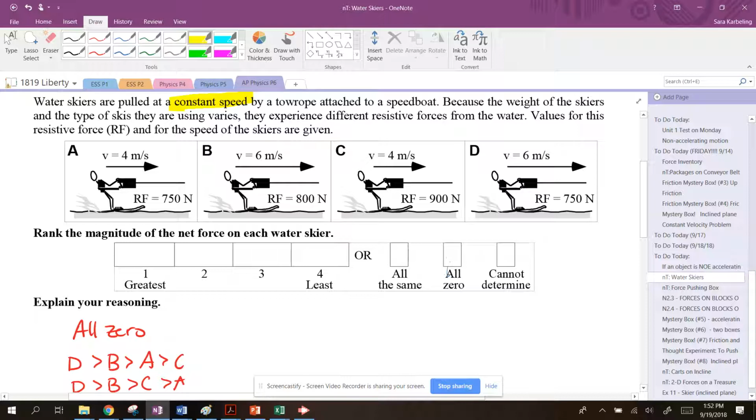But then there's also this explain your reasoning, right? So when I do these, it's like 1 point for this and like 2 or 3 points for this. So what's your reasoning going to be? What are you going to say? Constant speed. So if you just write constant speed, I'm going to be like, that's just 1 point. Tell me what does that mean? Constant speed means what? F net is equal to 0 because what is equal to 0?